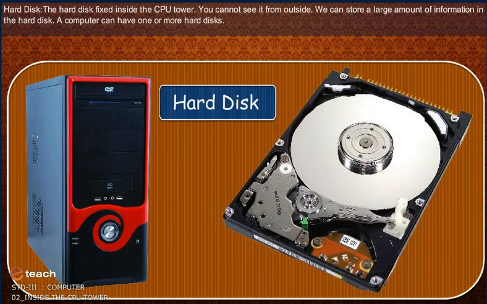Hard disk. The hard disk is fixed inside the CPU tower. You cannot see it from outside. We can store a large amount of information in the hard disk. A computer can have one or more hard disks.